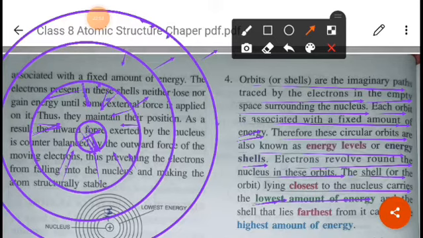And the one which lies further from the nucleus carries a higher amount of energy. The energy of this orbit will be more because it is very far away from the nucleus, but this one is very close to the nucleus, so its energy will be less. I hope you have understood this, right?